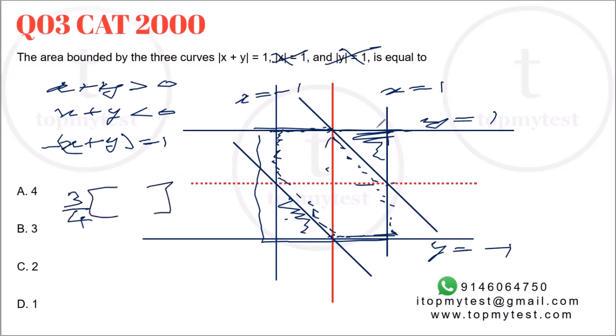Right. Now, what will be the full area? If you were to just look at it, side will be from 1 to -1. So the side is 2. Side square will be 4. 3 by 4 into 4. Option B. Job done.